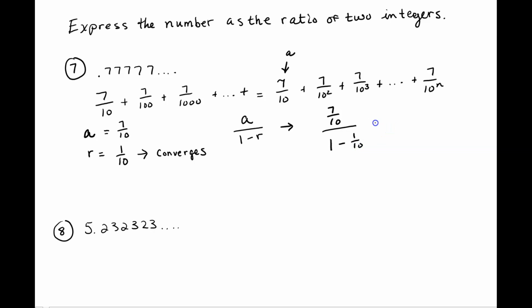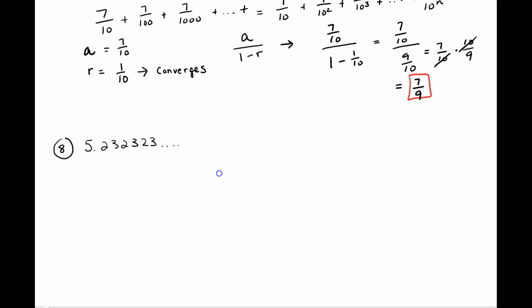And so let's see what this looks like here. This is 7 out of 10 divided by 9 out of 10, right? Which is 7 out of 10 times 10 out of 9. And what are we left with? 7 out of 9. So this right here, and you can verify on your calculator, 7/9 generates this repeating 7 decimal. All right, let's take a look at one last example here.